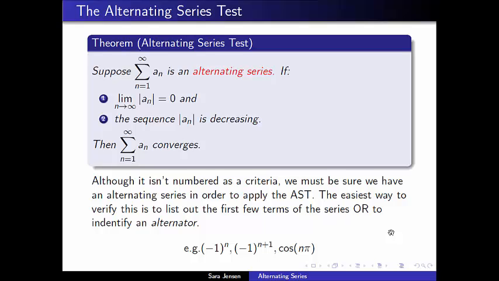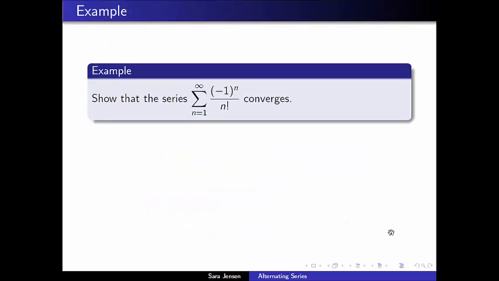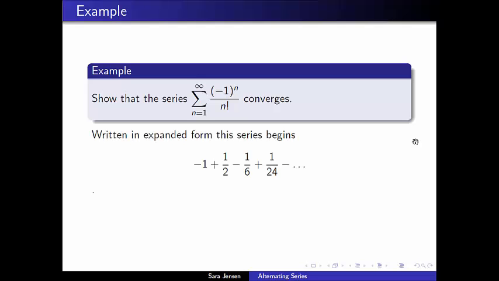instead of in expanded form. Now next I'd like to go through an example. I'd like to take a look at the series -1 to the n over n factorial, and I'd like to use the alternating series test to show that this series converges. Now the first thing that we need to do is show that this series truly is an alternating series. We could do that by looking at this alternator right here, but I think the best way to check if a series is alternating or not is to write out the first couple of terms in expanded form.